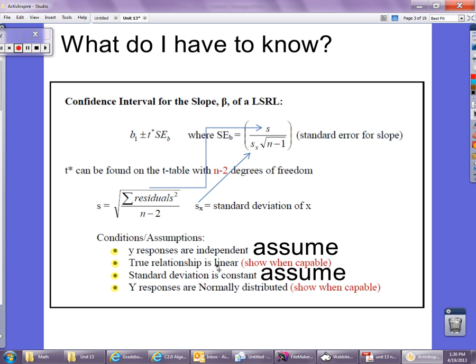Another way you could show linear relationship is through the residual plot, and another way you could show normal distribution is through a quantile plot. But the two that we're going to focus the most on are the scatter plot and the histogram.